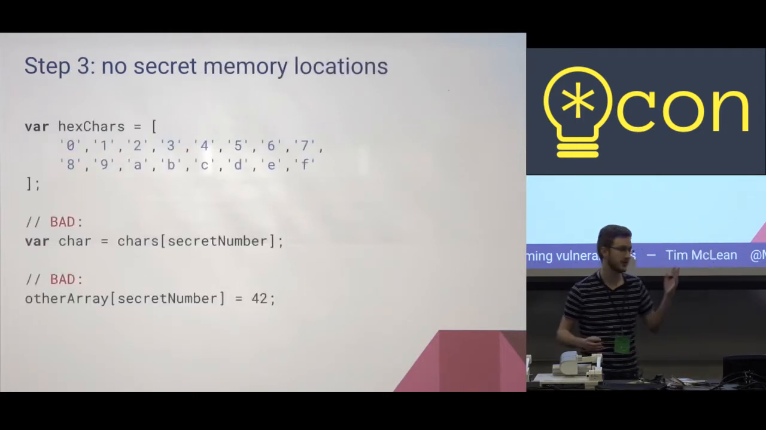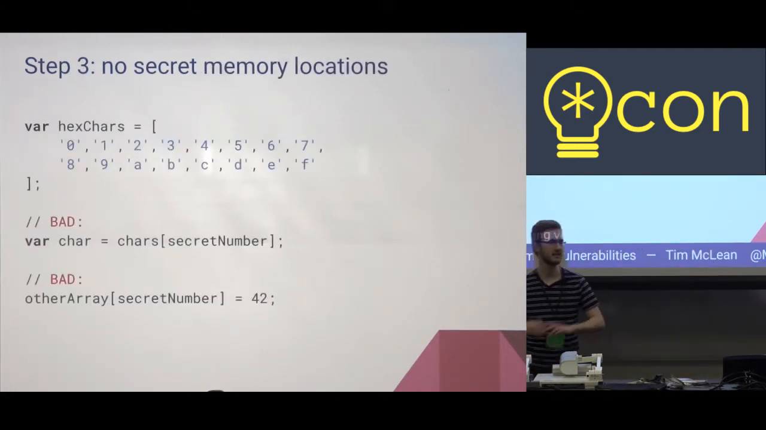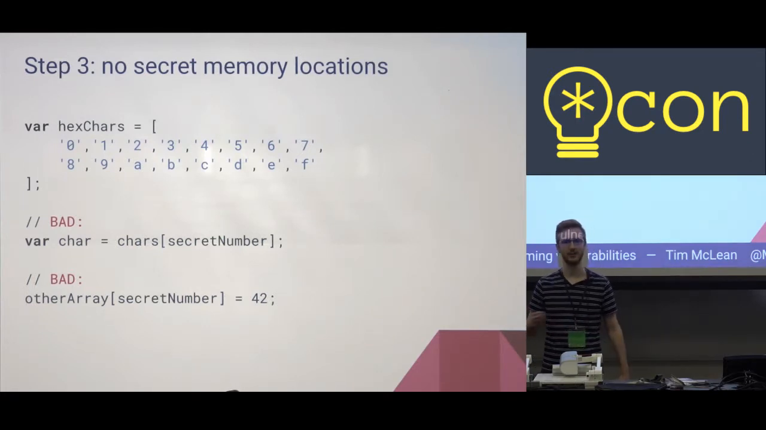The second rule and the third step here is to remove any secrecy in our memory location. So I already talked about this a little bit. If you're accessing element number 7 of an array, you have to assume that the attacker can observe that it was element number 7.